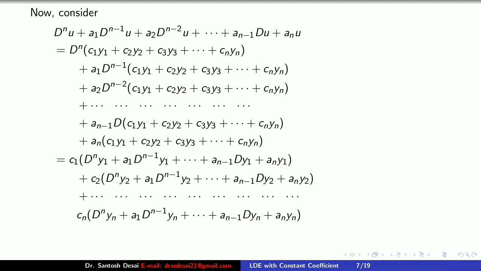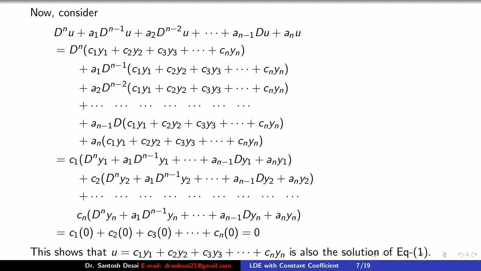Now the values of the bracketed terms are 0 because y1 is a solution of equation 1. So from the previous result, one can write the values of these bracketed terms as zeros. Therefore we get c1 times 0 + c2 times 0 + c3 times 0 + and so on cn times 0, and this is equal to 0. So this shows that u is equal to c1 y1 + c2 y2 and so on cn yn satisfies the equation, and hence it is a solution of equation 1.